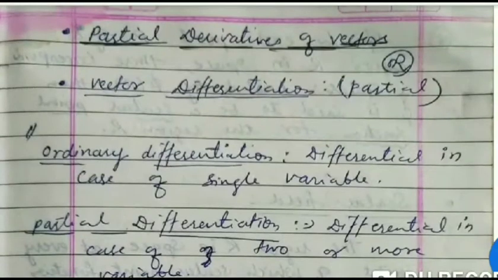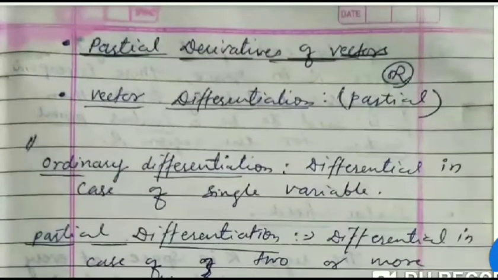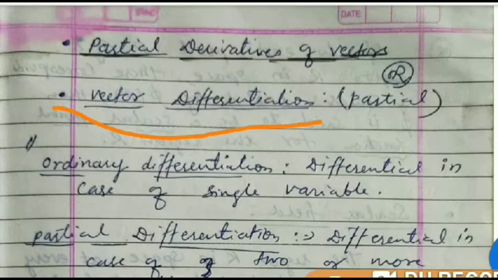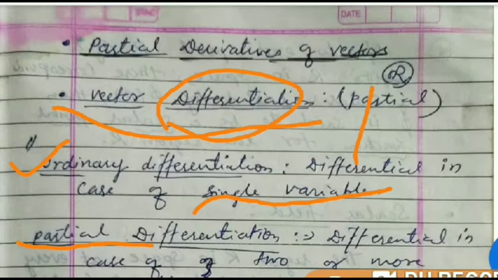In this lecture, we are going to discuss vector differentiation. There are two types of differentiation. First is ordinary differentiation. Ordinary differentiation means differentiation in the case of a single variable, and partial differentiation means differentiation in the case of two or more variables.